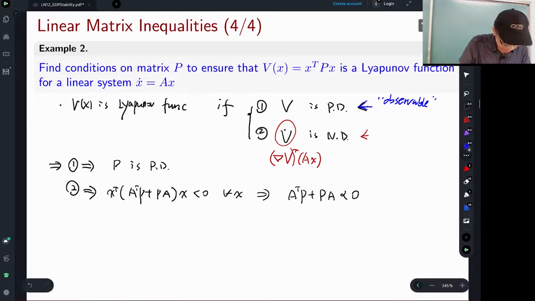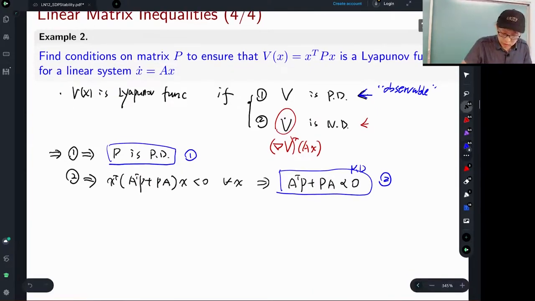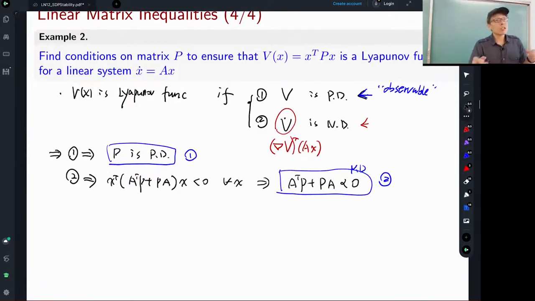Okay, so that gives us two conditions. The first one is this. This is my first condition. The second one is this, which means this is negative definite. This is my second condition. So all these conditions are imposed.